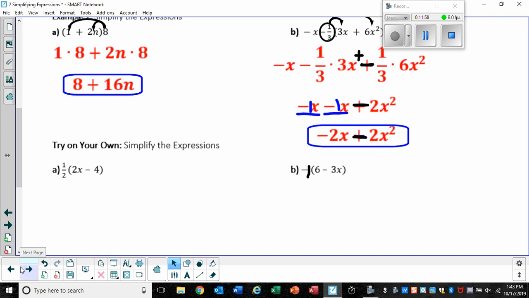If you guys have any questions, please write them down or attempt the problem. Do not just leave it blank. If it's blank, we can't give you credit.